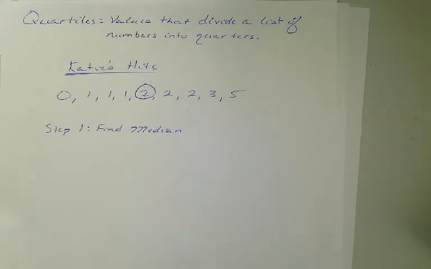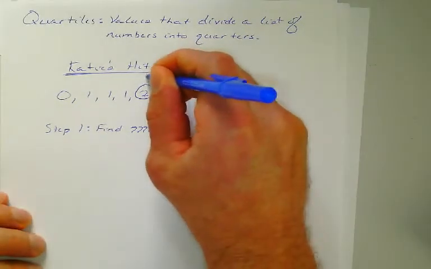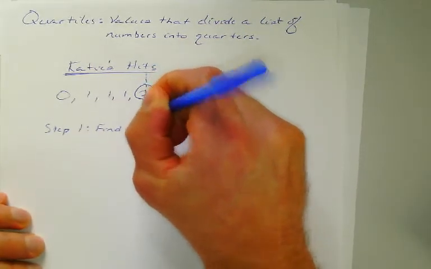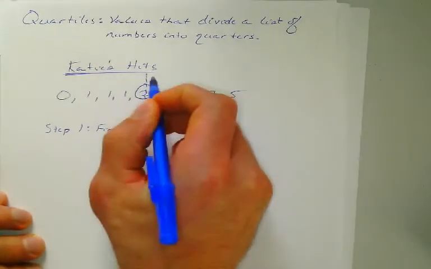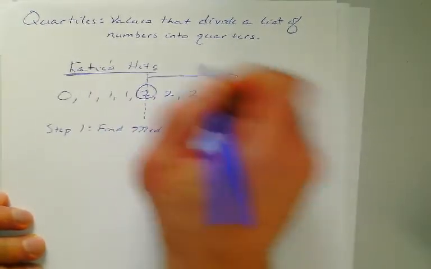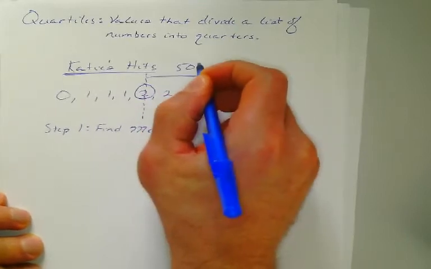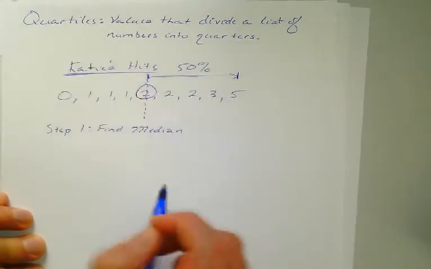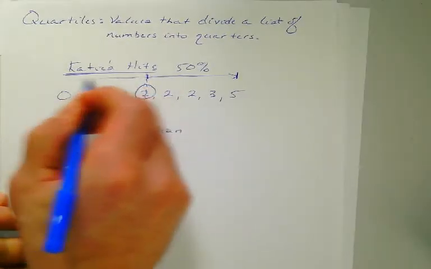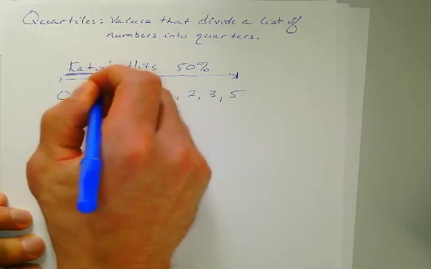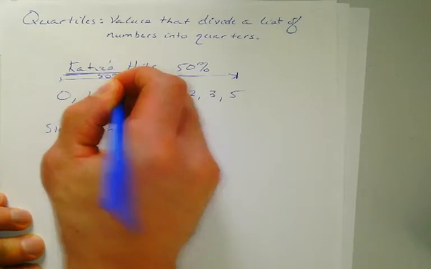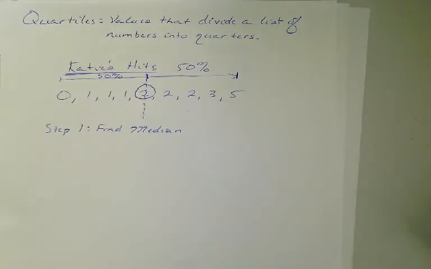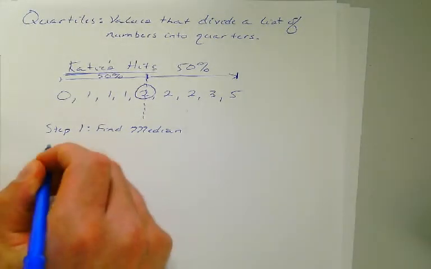Now to find the quartiles, to break this up into 4 chunks, because really right now we have 50% going this way and the other 50% of the data going the other way. So to get quartiles, I need to break it up again. All right, so let's do step 2.